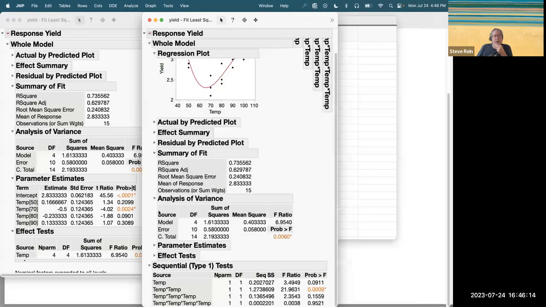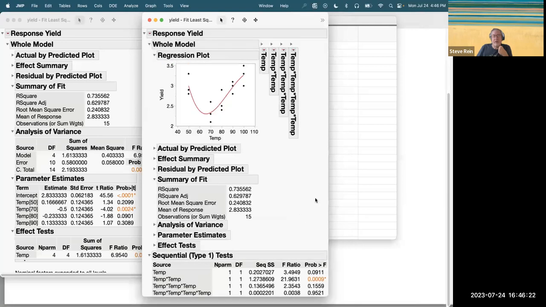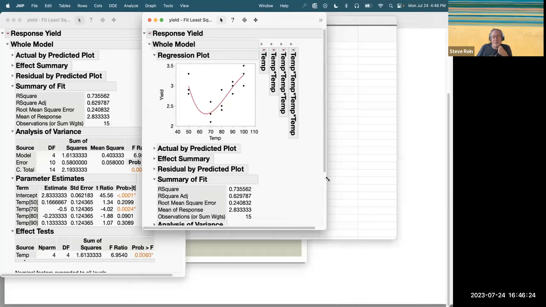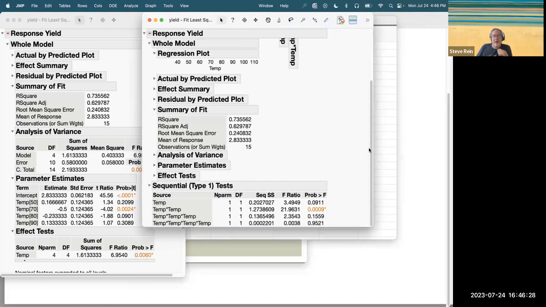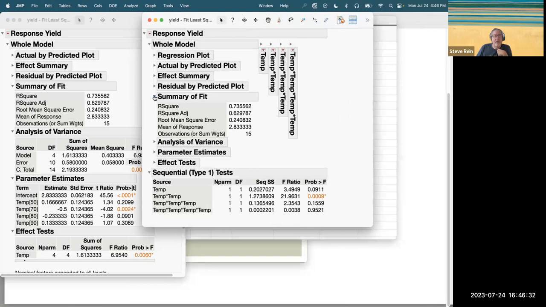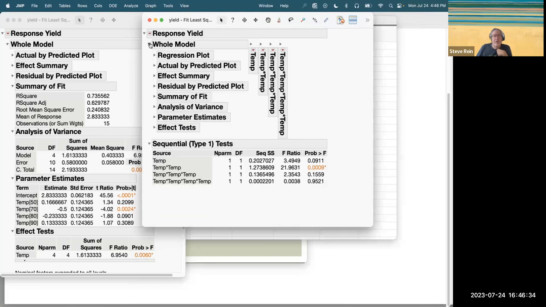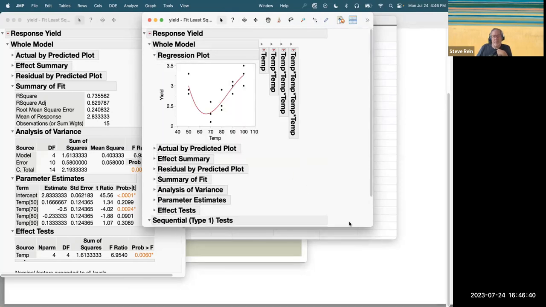Let me look at, not the parameter estimates, but the sequential test. Because that's way low for me, I'm going to get rid of that. Okay, I'm going to move it up here. And maybe I want to see the picture at least. Okay, the regression plot I want to see.